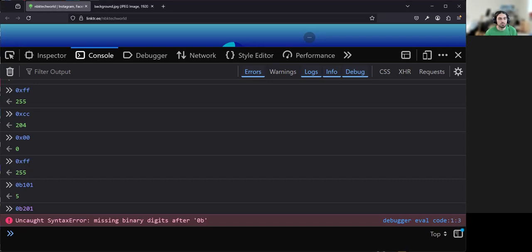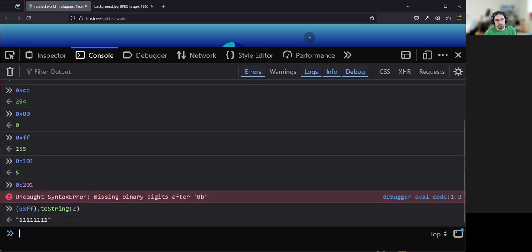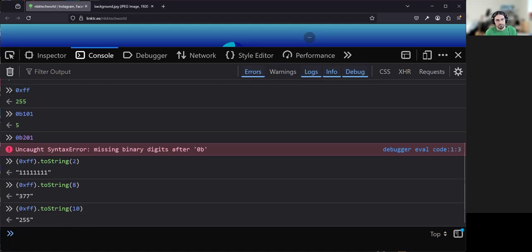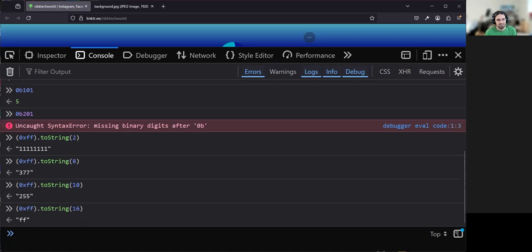Okay, now let me teach you how to convert from any base to another base. For example, the FF, right? It's written like this, so I put parentheses around it and I say toString. This is JavaScript, by the way. Other languages might be slightly different. If you want to convert from that to binary, you say 2 here, and that gives you that number's equivalent in binary. Okay, octal. What is the octal? You say toString 8. That's the base. That's 377. What's the decimal? 255. What's the hex? It's itself, so it's just going to be FF.